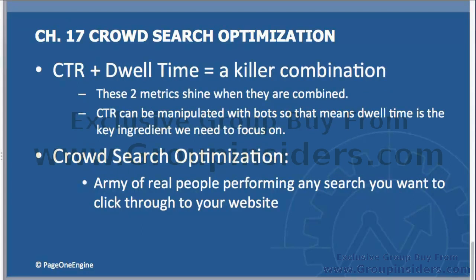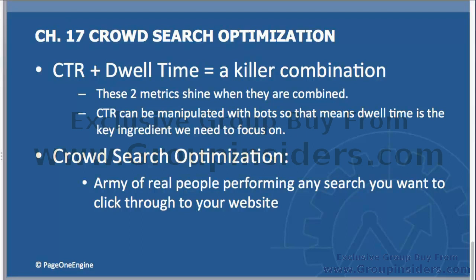Click-through rate plus dwell time equals a killer combination. These two metrics really shine when they are combined. If you have both a high CTR and high dwell time, you're almost always going to have a quality, relevant result and a higher ranking. CTR by itself can easily be manipulated with bots, so dwell time is certainly the key ingredient here.